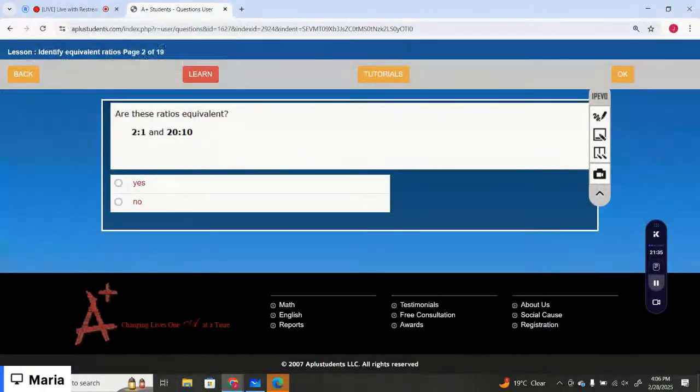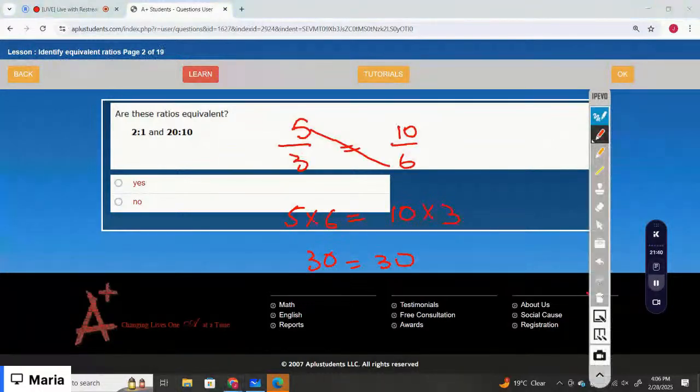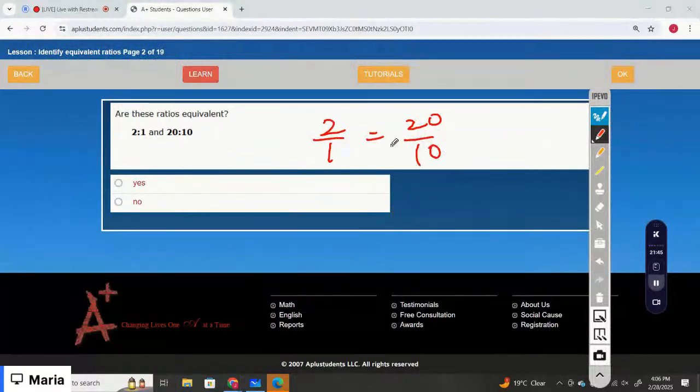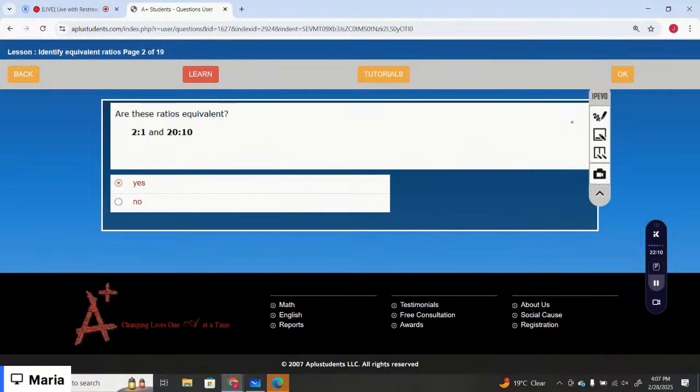Are these ratios equivalent? That is 2 to 1 and 20 to 10. That is 10 times 2 and 20 times 1. 10 times 2 is 20 and 20 times 1 is 20. 20 equals 20. So yes, the ratios are equivalent.